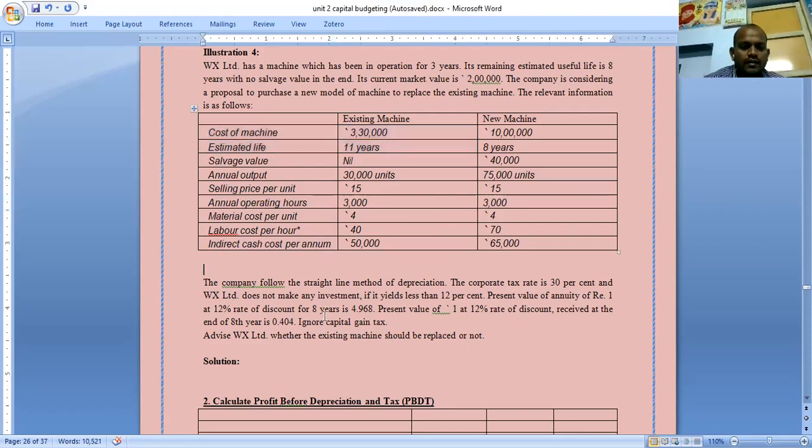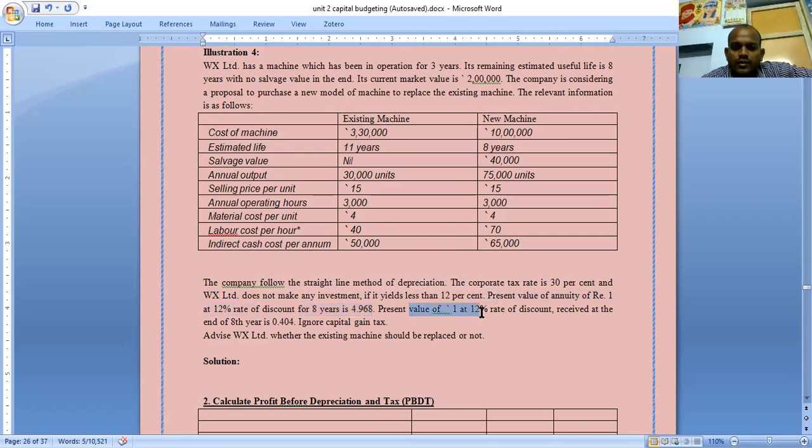and then the company follows the straight line method of depreciation. So while calculating the cash inflows, we have to deduct the depreciation for tax purpose and we have to add it to the profit after tax. So corporate tax is 30% and does not make any investments if the yield is less than 12%. Present value of annuity of one factor. So annuity factor given for 12% cost of capital at the 8 years.